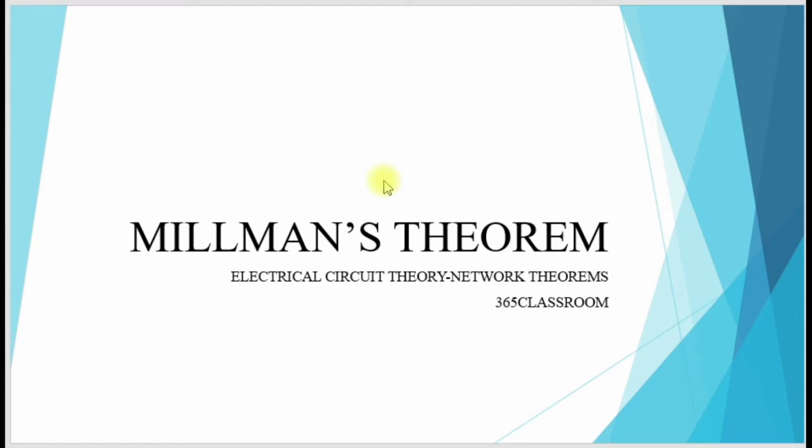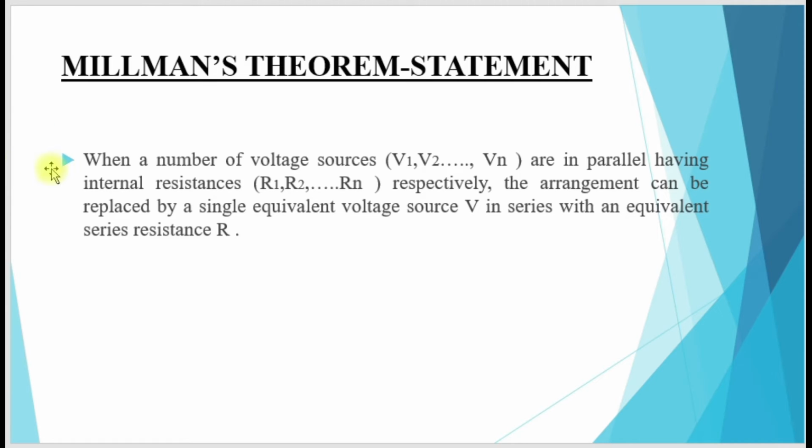In this video, I am going to explain Millman's theorem. Statement for Millman's theorem: when a number of voltage sources V1, V2 up to Vn are in parallel having internal resistances R1, R2, Rn respectively, the arrangement can be replaced by a single equivalent voltage source V in series with an equivalent series resistance R.